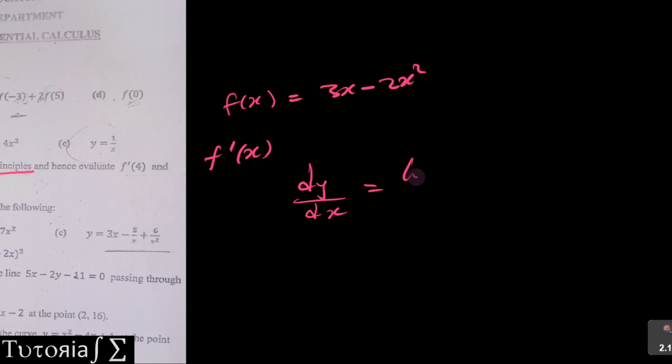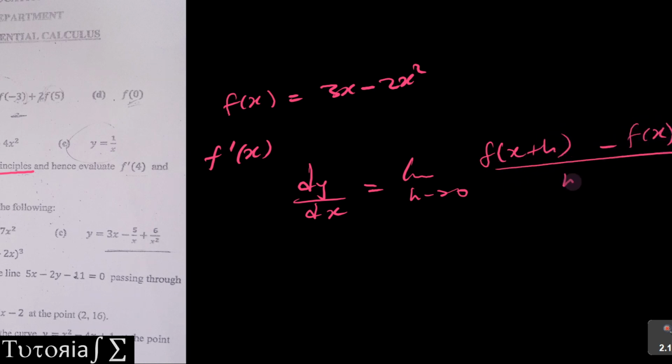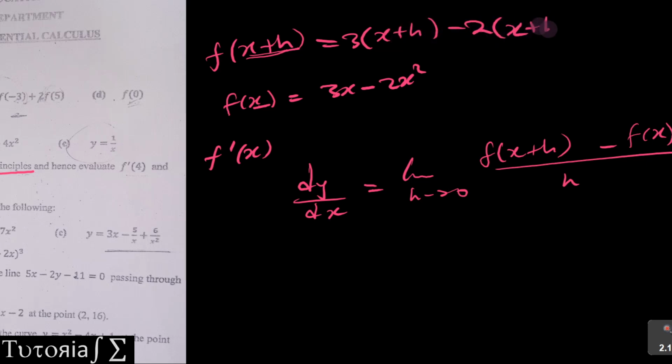to the limit as h approaches 0 of f of x plus h minus f of x all over h. So now we need to find f of x plus h from here. Where there is x, we're going to replace it with x plus h, and this will be equal to 3 open brackets x plus h minus 2 times x plus h squared, like that.